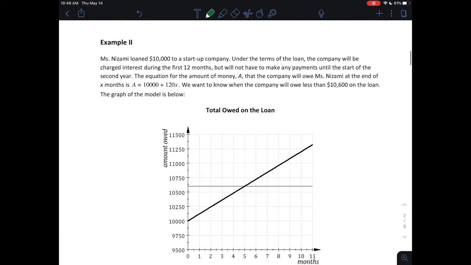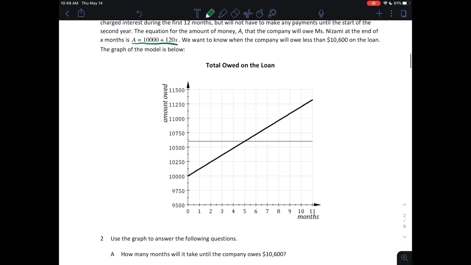So again, the model that we have is capital A equals 10,000 plus 120x. Notice that the slope here is the number also being multiplied by x, but it's positive 120, which means that the diagonal line is showing a positive slope. It's going up and to the right. Here, the horizontal axis stands for months. Notice that it goes from 0 to 11. The vertical axis is the amount owed. It goes from 9,500 at the bottom up to 11,500.